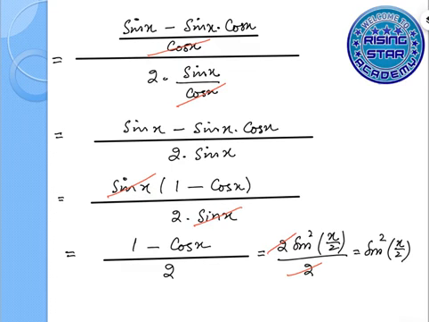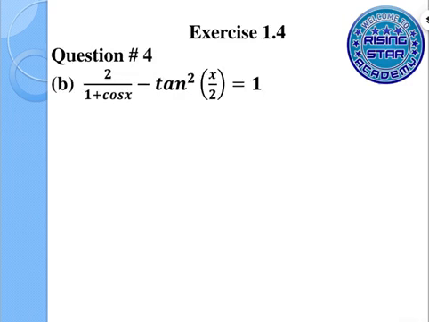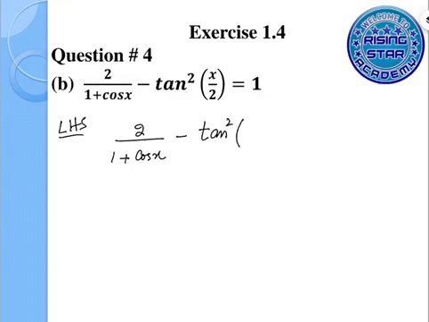Now we'll move to part B. In part B, we can see that the left side is bigger than the right side. So I will take the left hand side. That would be 2 over 1 plus cos x minus tan square of x by 2.